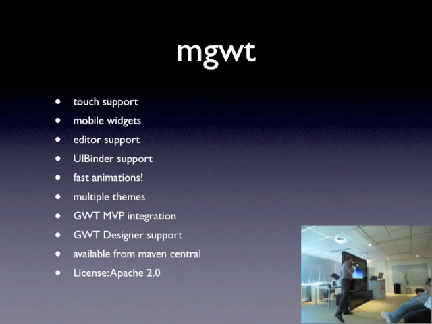We also support the UI binder framework, which is a way of building your views in XML and letting the compiler handle the, okay, build a new flow panel, add a button to it. So you can just write some XML if you like. We do have very fast animations. We have multiple themes. We have a good GWT MVP integration. We do have GWT Designer support, and we're available on Maven Central, and we're on a very liberal license, Apache 2.0.